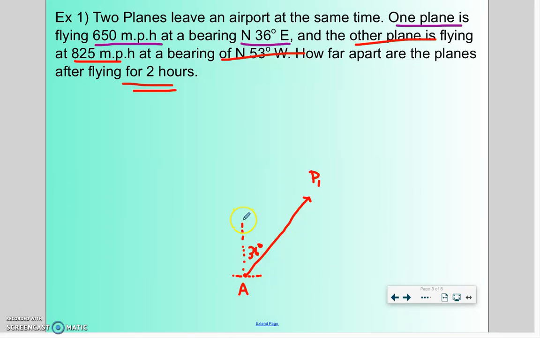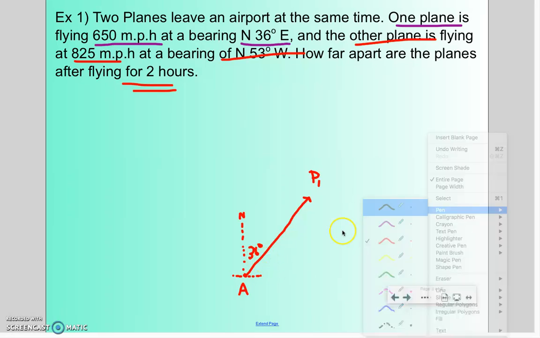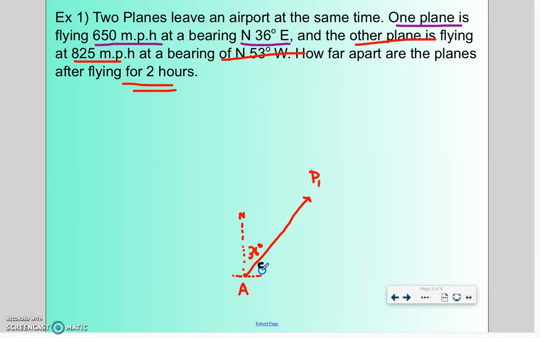So I'm going to start at the north value and turn towards the east 36 degrees, so that's that inside angle, and then I'm going to find its complement right away. That complement in this case would be 54 degrees. We might need it, we might not. We'll find out in a minute. All right, and then that distance represents from A to P is 650 miles per hour.